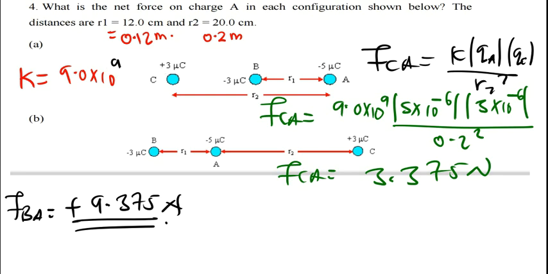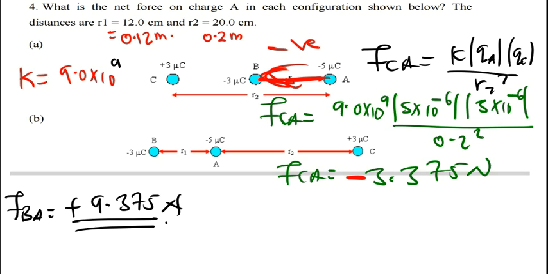So this is negative and that is positive. So what do we expect? Charge A is negative, so A is going to be attracted to C. So we expect our net force on A to be attracted there. So A will be moving toward the negative side. So therefore you include negative there.